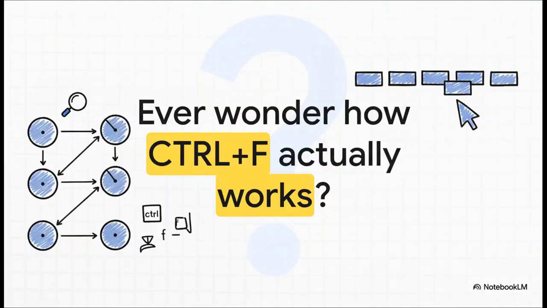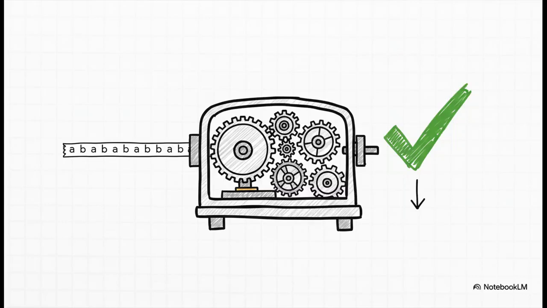You hit Control+F, type a word, and bam, instantly it's highlighted in a document that could have millions of characters. How on earth is a computer that fast? Is it just magic? Well, the answer isn't just raw horsepower. It's actually this beautiful concept from the world of computer science theory called a finite automaton. It's a simple logical machine designed to do just one thing, and do it perfectly: recognize patterns.